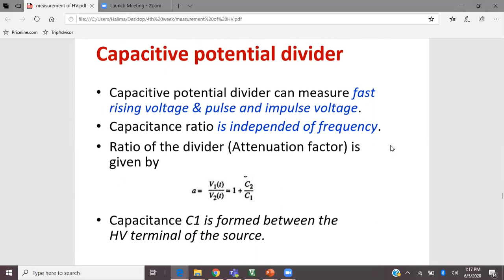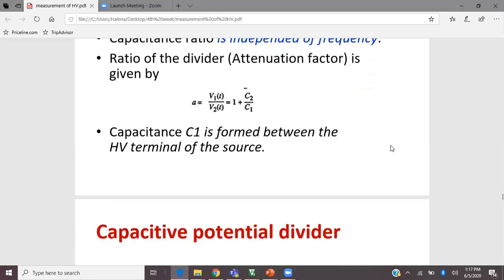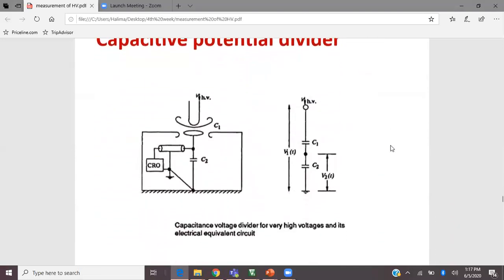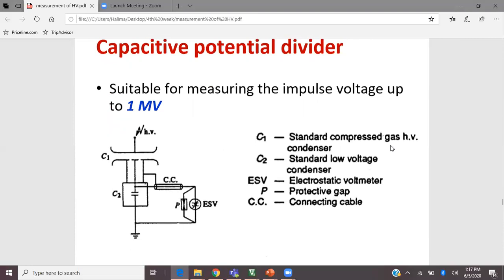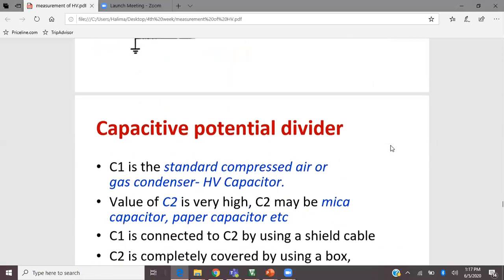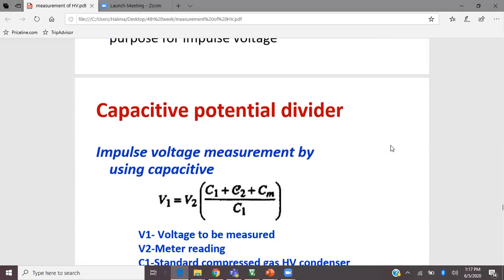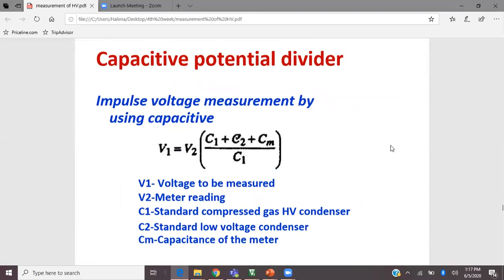The capacitance C1 is found between the high voltage terminal of the source, and it will be somewhere like this. This is the capacitor voltage divider for very high voltage and its equivalent circuit. It is suitable for measuring impulse voltage up to 1 megavolt. Now how can we calculate the impulse voltage? With the help of this formula. You can calculate the capacitive potential difference as well.